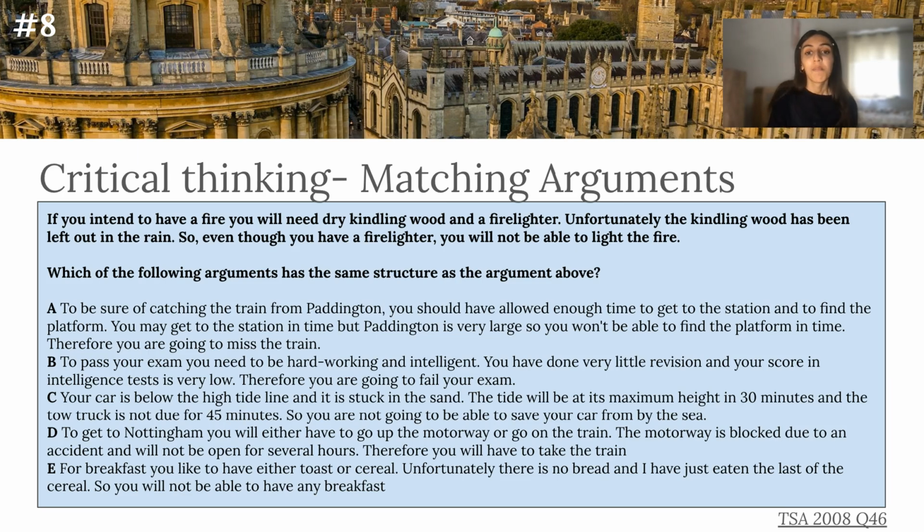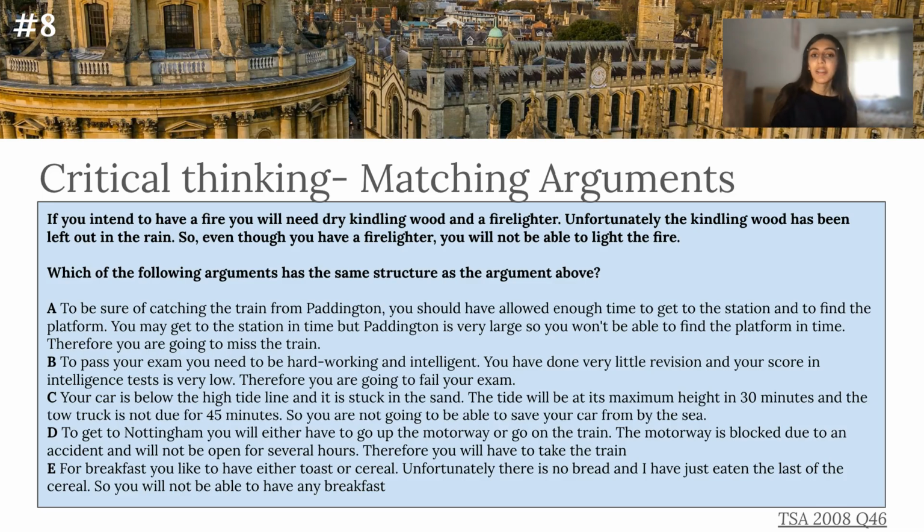So yeah. With D, the Nottingham journey, the logic behind it is to get to Nottingham, you must use either the motorway or the train. So notice the difference. You can do one or the other, whereas in the original argument, it says you need both. So that's why it's wrong, because it has either/or. If one path is blocked, you can take the alternative. Whereas in the fire argument, you need both things to actually work out, and there's no choice.